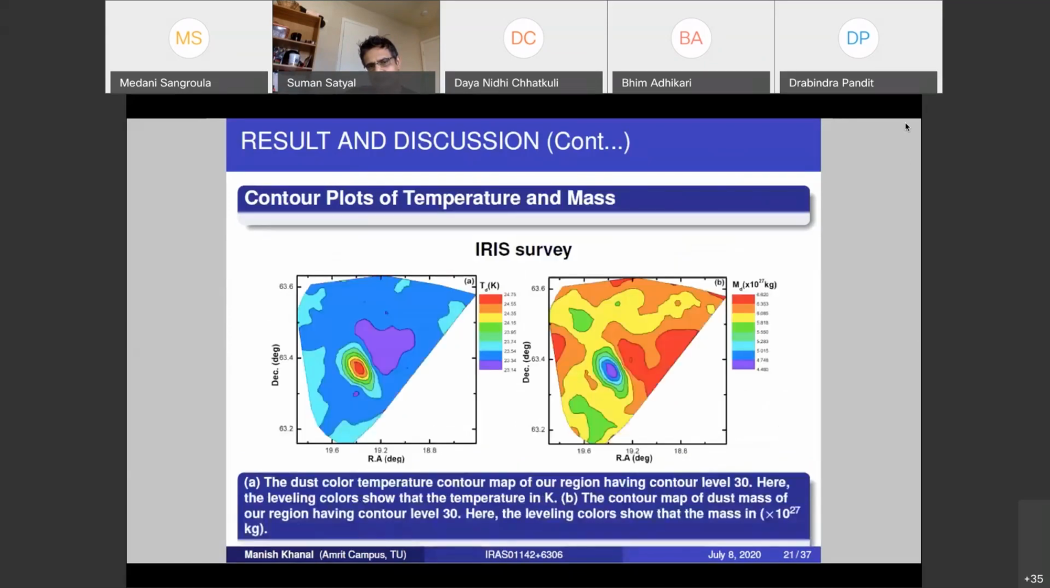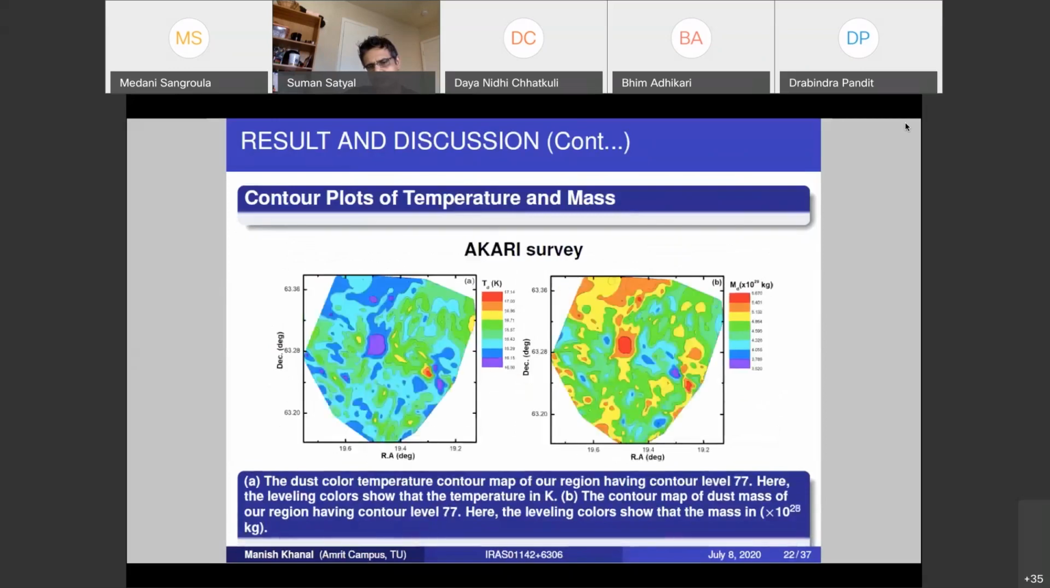This contour plot shows the distribution of dust color mass in our region of interest in IRIS survey. Red color represents the higher value and violet the lower. This contour graph shows the inverse relation between dust color temperature and dust mass. The region with higher temperature has lower mass, as volume is constant. And this contour plot is in Akari survey map. The color representation is the same in all contour plots. This graph also shows the inverse relation of dust color temperature and dust mass.